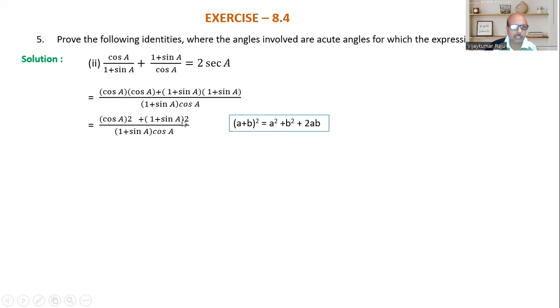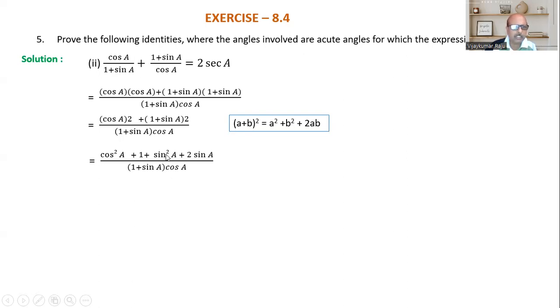Now for the second bracket we use the formula (a plus b) whole square is equal to a square plus b square plus 2ab. A is 1, b is sine. So let us put that here. So it is cos square a plus a square means 1 square, b square is sine square plus 2 into 1 into sine a is 2 sine a upon cos a.